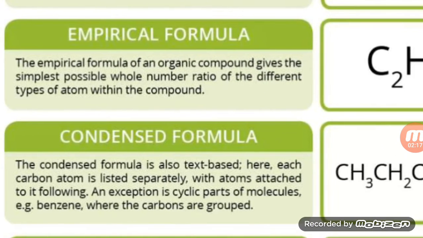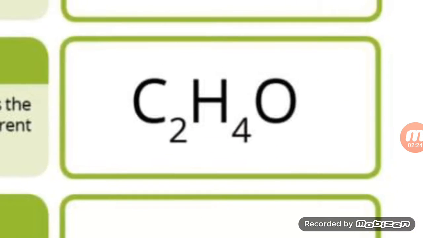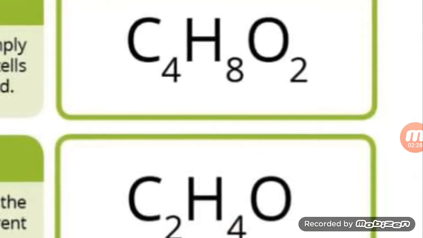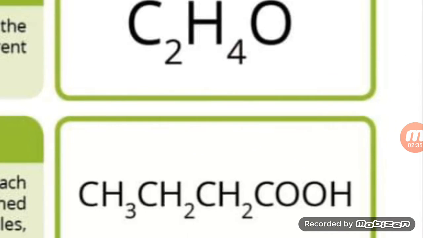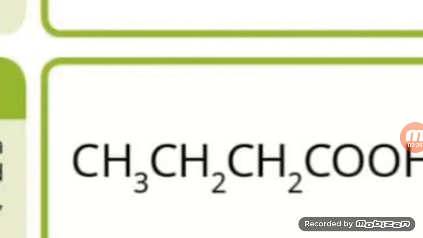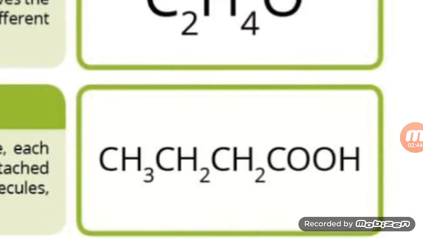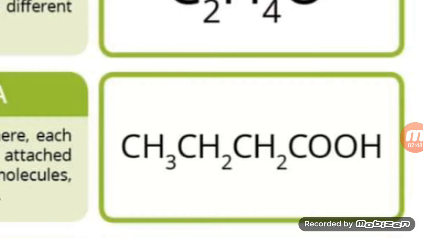Then comes the condensed formula. Condensed formula is also text based, however it tells which atom is bonded to which atom. In the previous two types we could not explain which atom is bonded to which atom, which carbon is bonded to which hydrogen. But now here you will understand that 3 hydrogen are present with this carbon, 2 hydrogen are present with this carbon, and this tells us which atoms are present in what form.